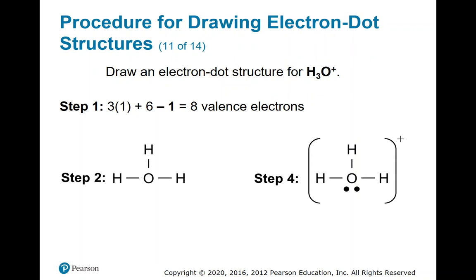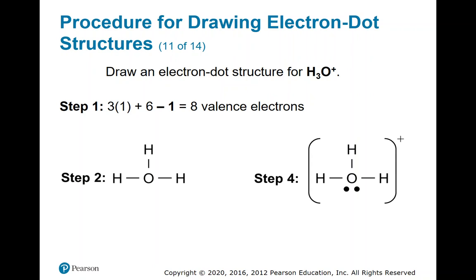So the way we're going to count up the number of electrons is we have 1 from each of our 3 hydrogens. So 1 times 3 is 3. Oxygen has 6 valence electrons, so 3 and 6 is 9. And then we need to subtract 1 electron for our positive 1 charge. So 9 minus 1 is 8. So we have 8 valence electrons in this structure.